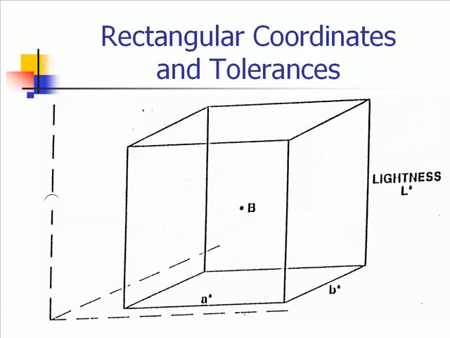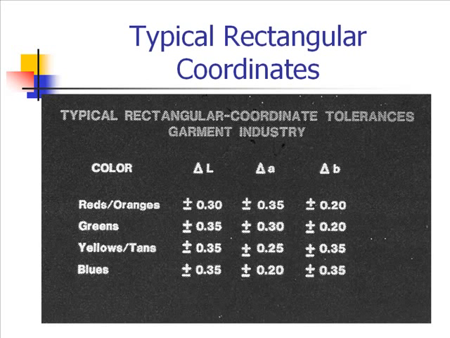This is actual data from the garment industry. What we see now is that if we're using L, A, and B, we end up having to have different values for A and B, not so much L, but A and B, depending on which color we're working with. If we look at A, in the red-orange it's 0.35, but in the blues it's down to 0.20. And that's kind of opposite for B. As A goes down, B goes up. We started with trying to use delta E as a single number tolerance. Now, instead of one number, we got 16 numbers.